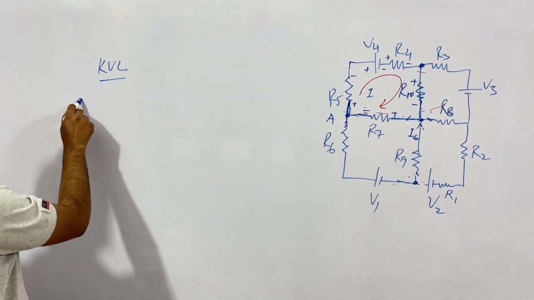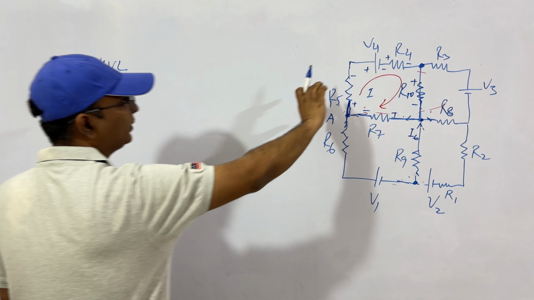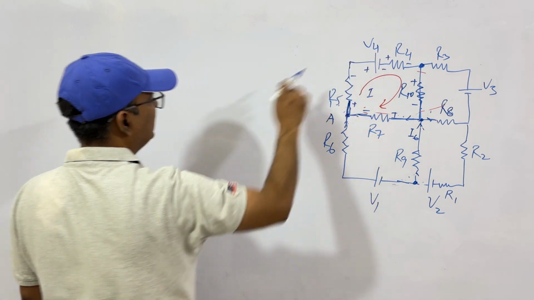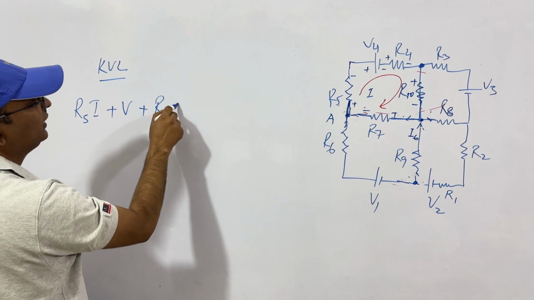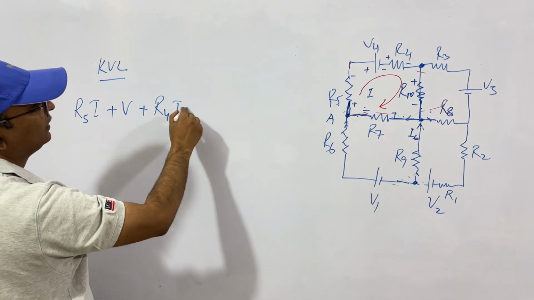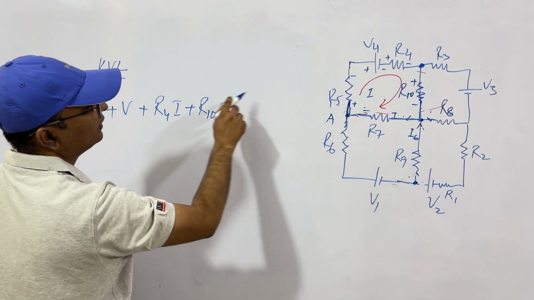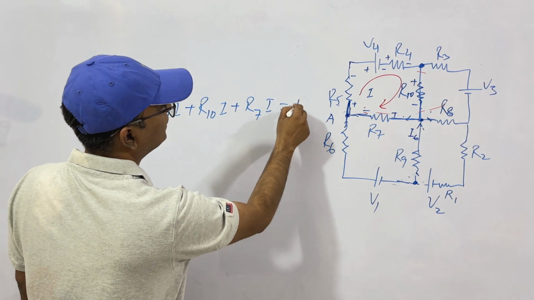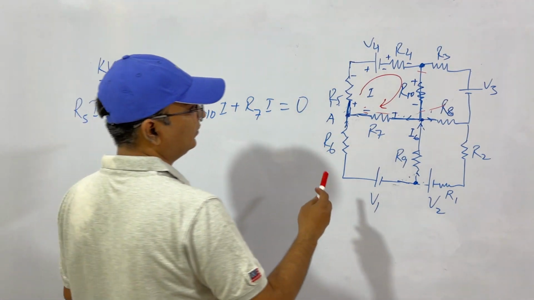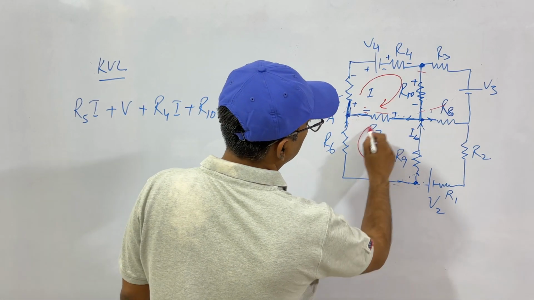First is R5, so R5 into I. This is the voltage drop across this resistor. Then you have V. Then R4 into I. Then R10 into I. And finally R7 into I. This is 0.